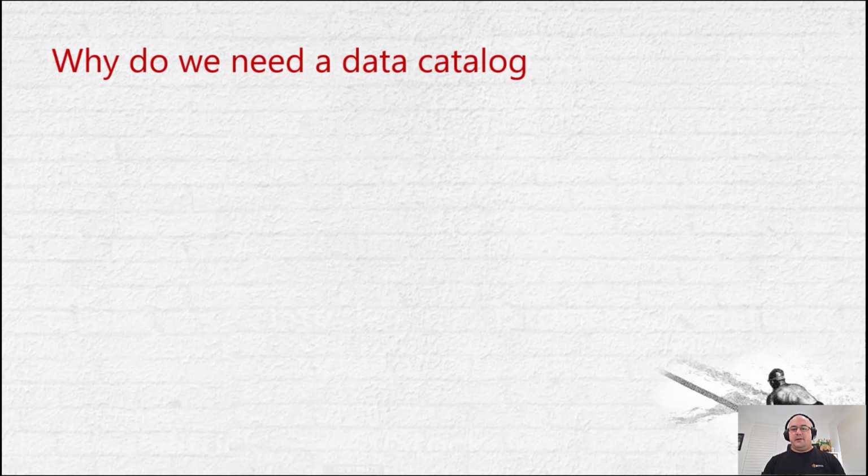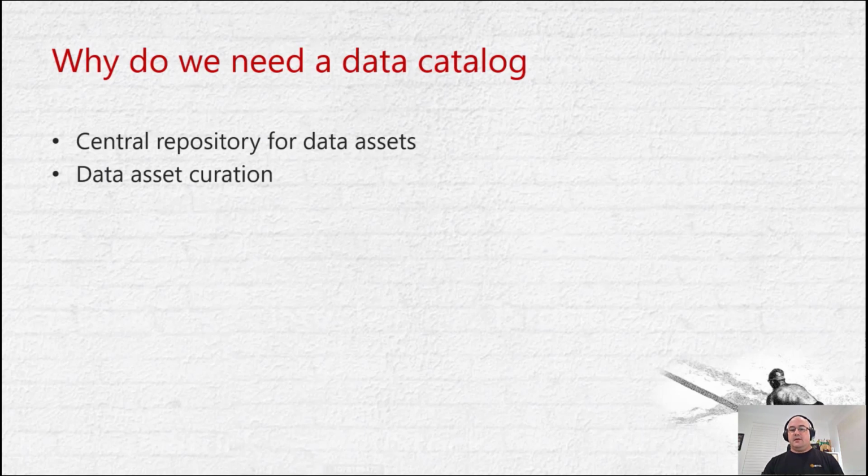So why do we need a data catalog? Typically, organizations are not able to centrally identify all the different data sets, reports, and other data products that exist in their organization. A data catalog is exactly that, a central repository for all data assets. A data catalog allows data stewards to curate the data assets. This could include descriptions of a data set or even if at the field level, as well as assigning glossary terms and classifying the type of data.